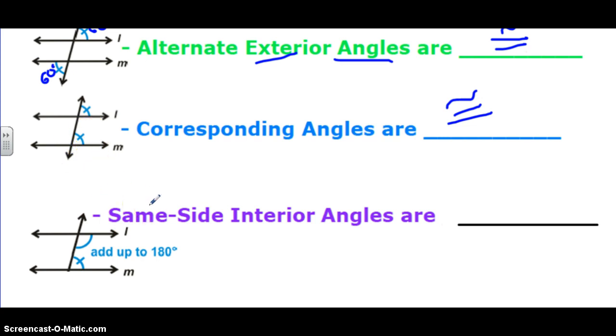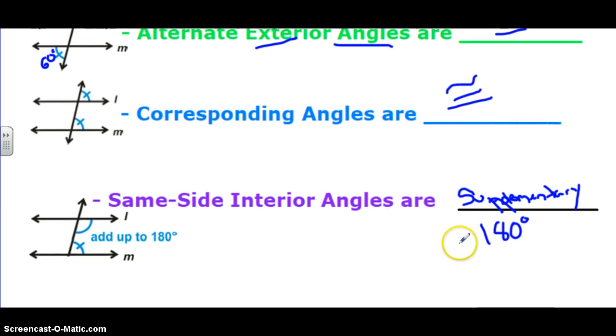And finally, same side interior angles. Now I know what you're thinking on this one. These are also congruent, but you're wrong. These are supplementary. Same side interior angles are supplementary. And if you know what that means, they add up to 180 degrees. So if you have same side, like right here, supplementary. That's the only one that's supplementary.